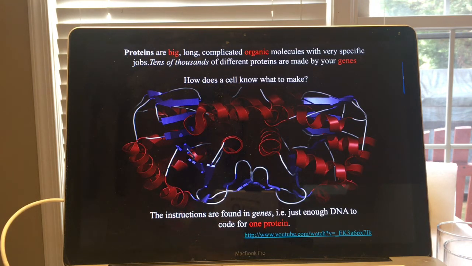So it's like if you had a recipe book that had hundreds of recipes in it, and let's say it was a pie recipe book. A gene is just your apple pie recipe or just your pumpkin pie recipe. It is a shorter segment of DNA that codes just for one protein product.